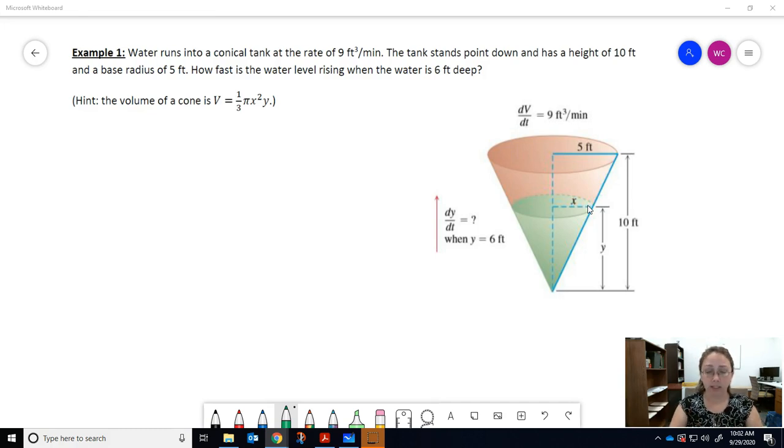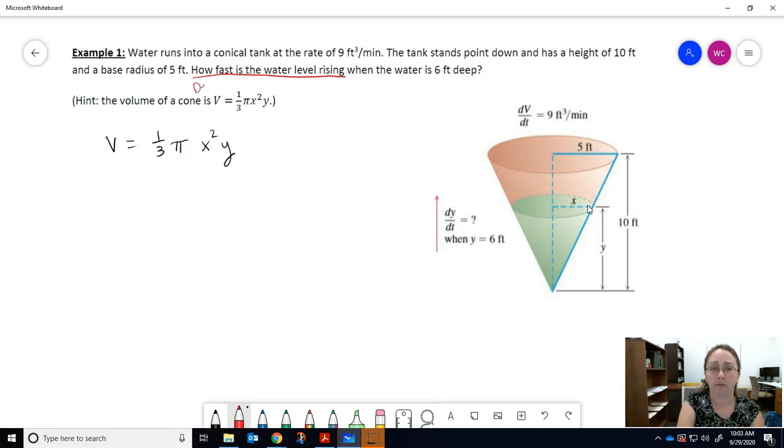Now, let's look at our volume formula. So we have V equals 1/3 pi times x squared y. We want to know how fast is the water level rising. How fast is just another way of saying the derivative. The derivative, though, of the water level. What's the water level? Can you interpret what that means? Look at the picture. The water level is the y value. That's what you're being asked about.